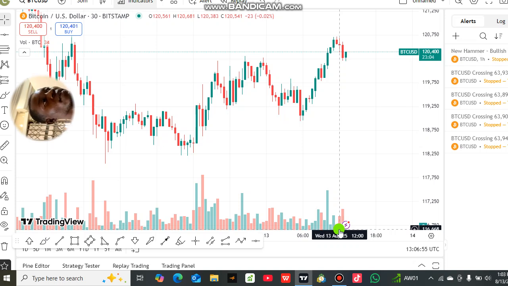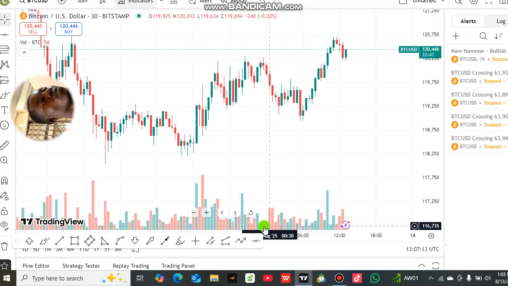So when we check the volume indicator, as it increases in height, it's telling you that there are lots of participants supporting that particular move, and so the market will push to the downside.